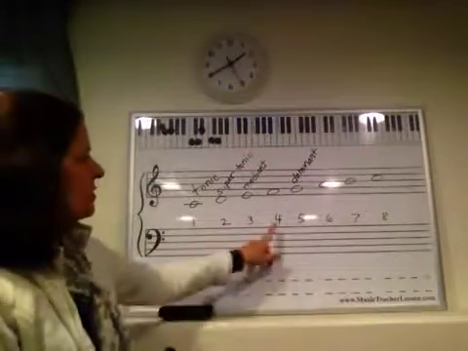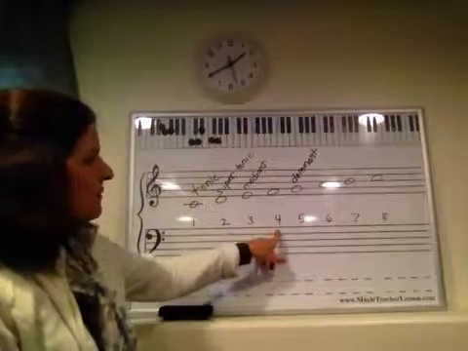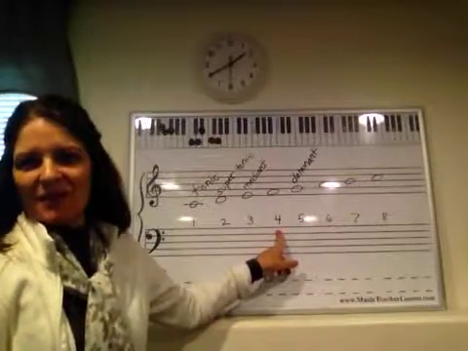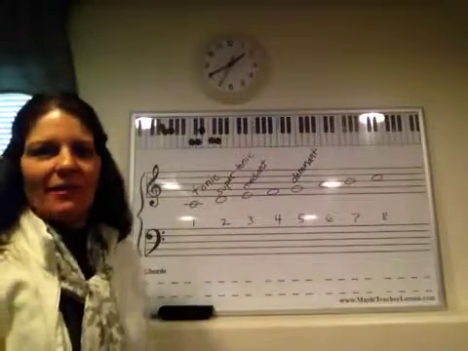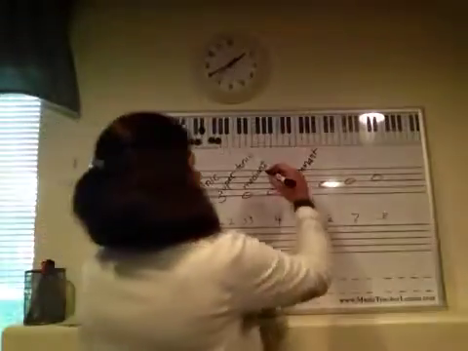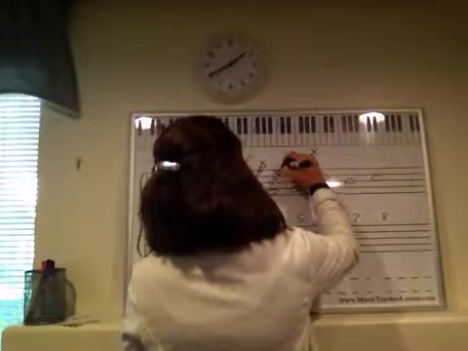All right, let's talk about our fourth scale degree. The fourth scale degree is called subdominant, and you might guess why, because sub means under, and this is found underneath the dominant. So our fourth scale degree is called subdominant.